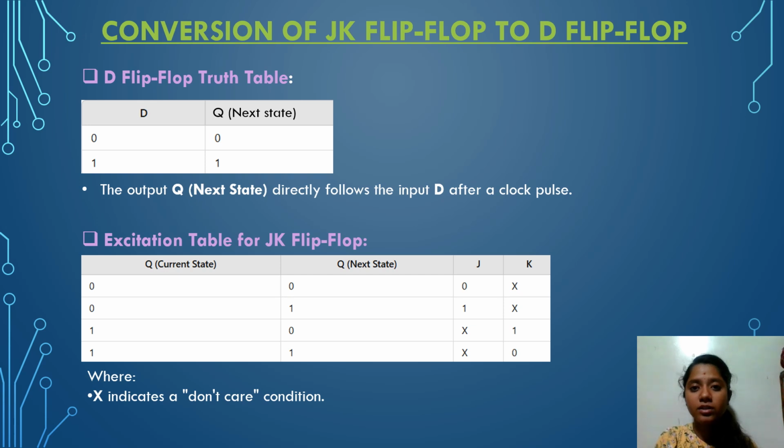Now coming to the conversion of JK flip-flop to D flip-flop. Here there is a truth table that represents a D flip-flop, and the output Q, that is the next state, directly follows the input D after a clock pulse. And we have the excitation table for JK flip-flop, which helps in the conversion, and here X indicates a don't care condition.